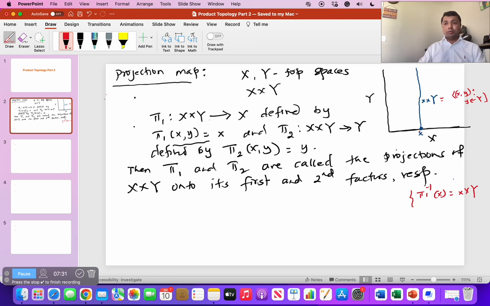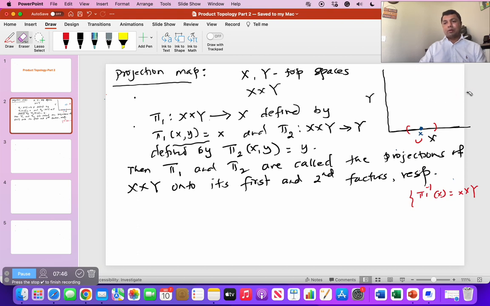Also we can find the inverse image of any subset of X instead of just an element. Let's consider an open set U. So if we consider the open set U, let me erase this one.